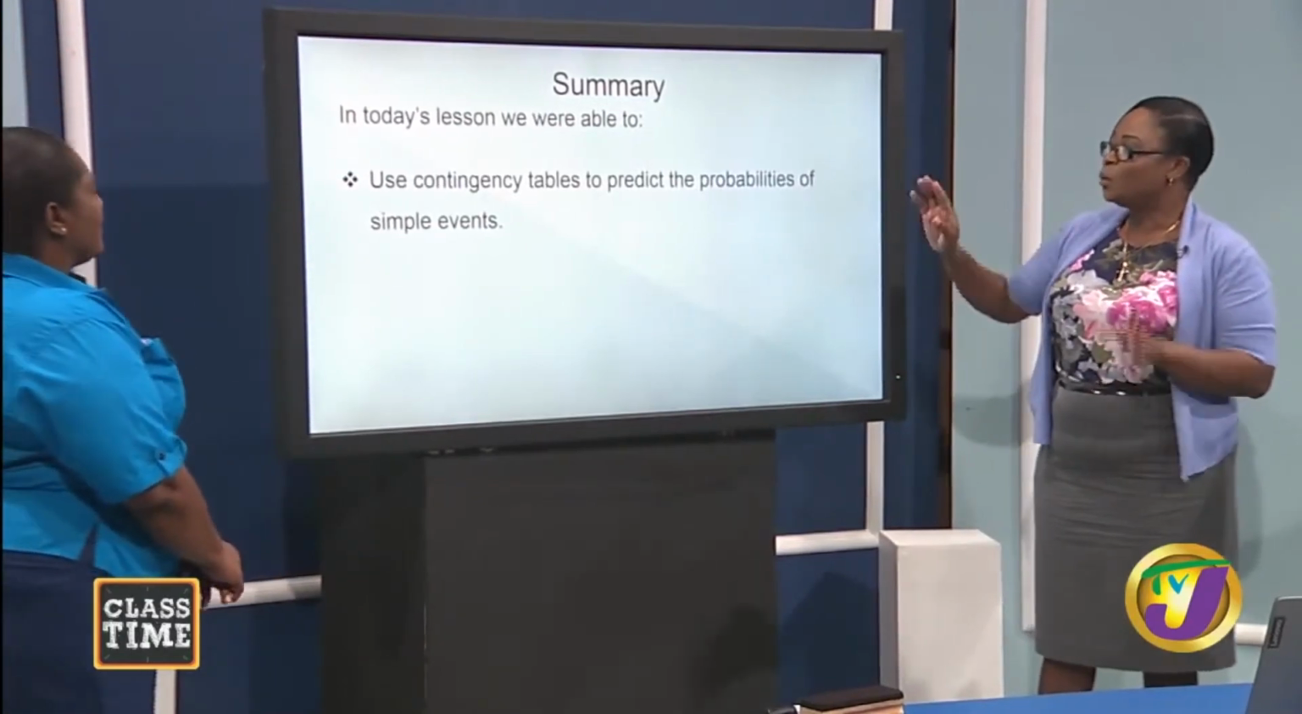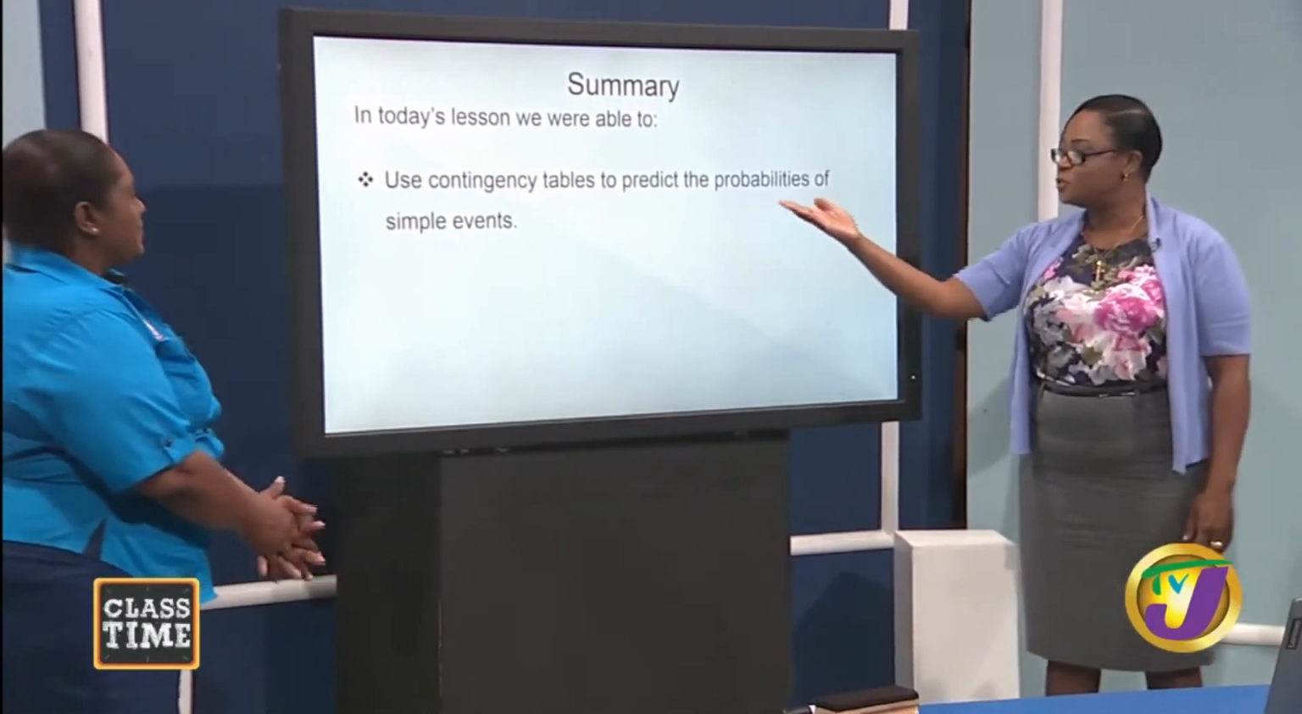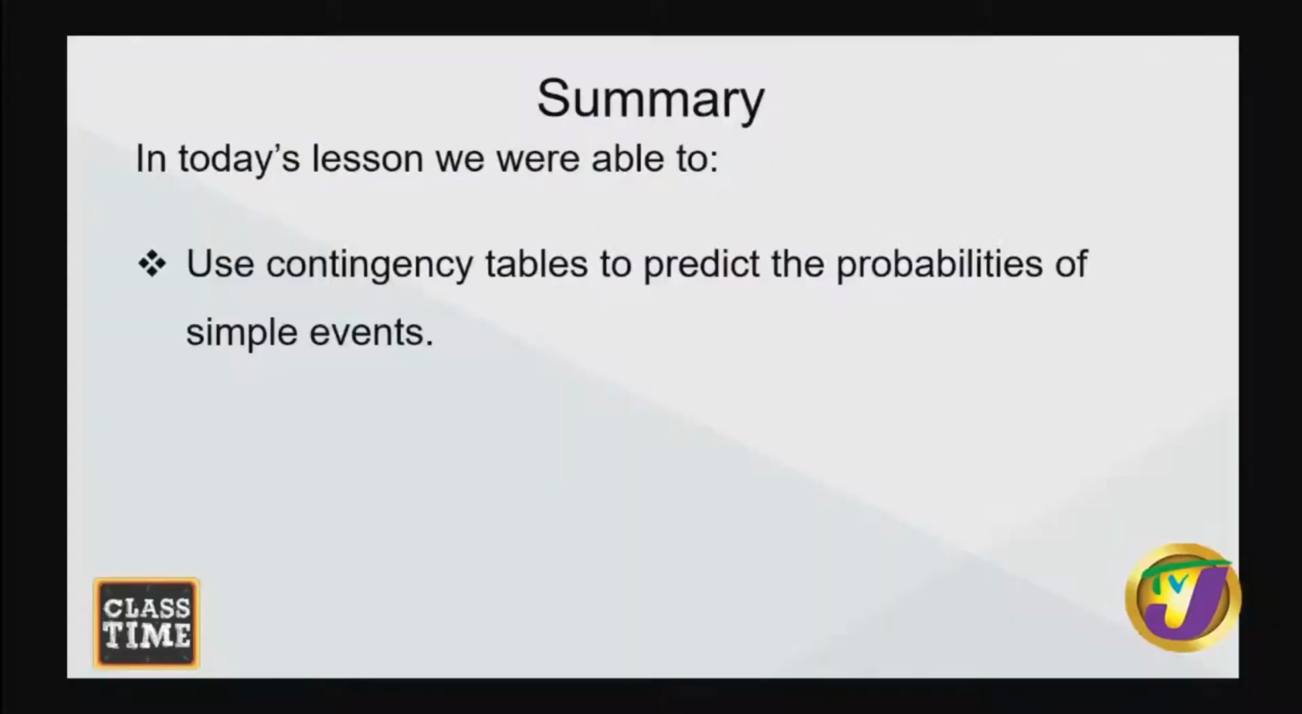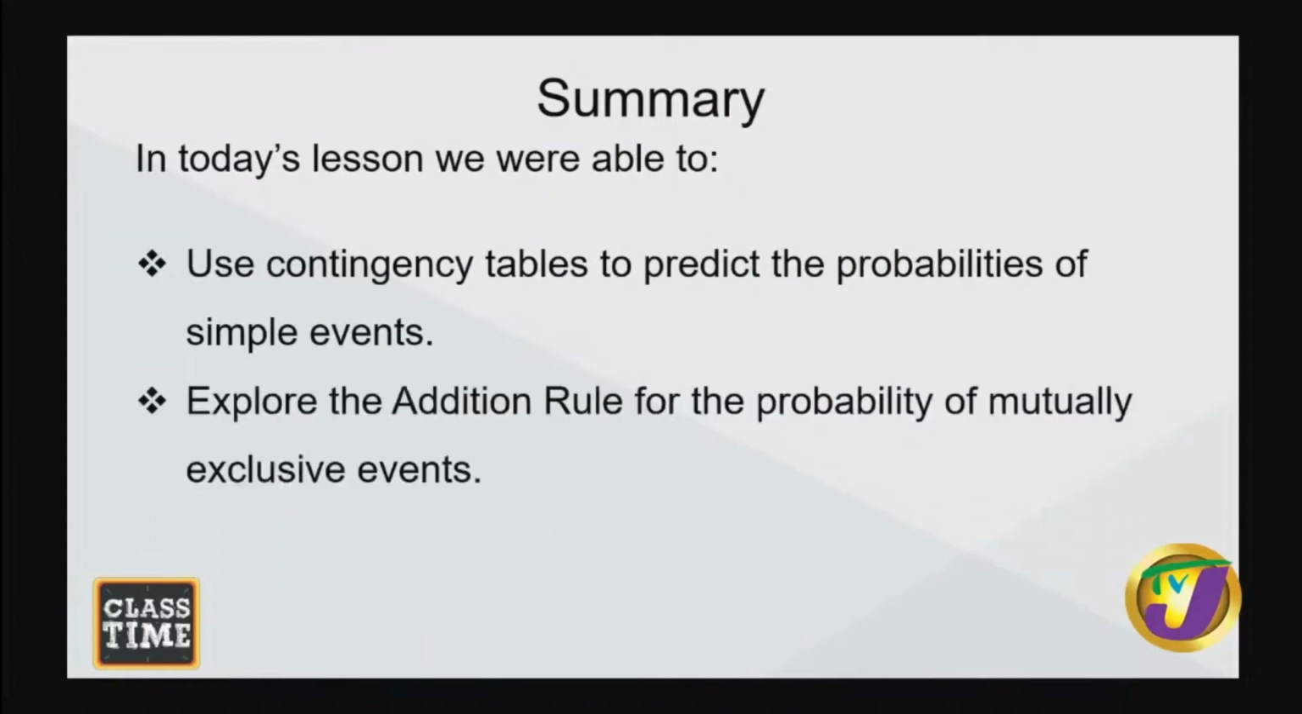And today, we would have learned about the use of the contingency table to predict the probabilities of simple events, as well as explore the addition rule for the probability of mutually exclusive events.